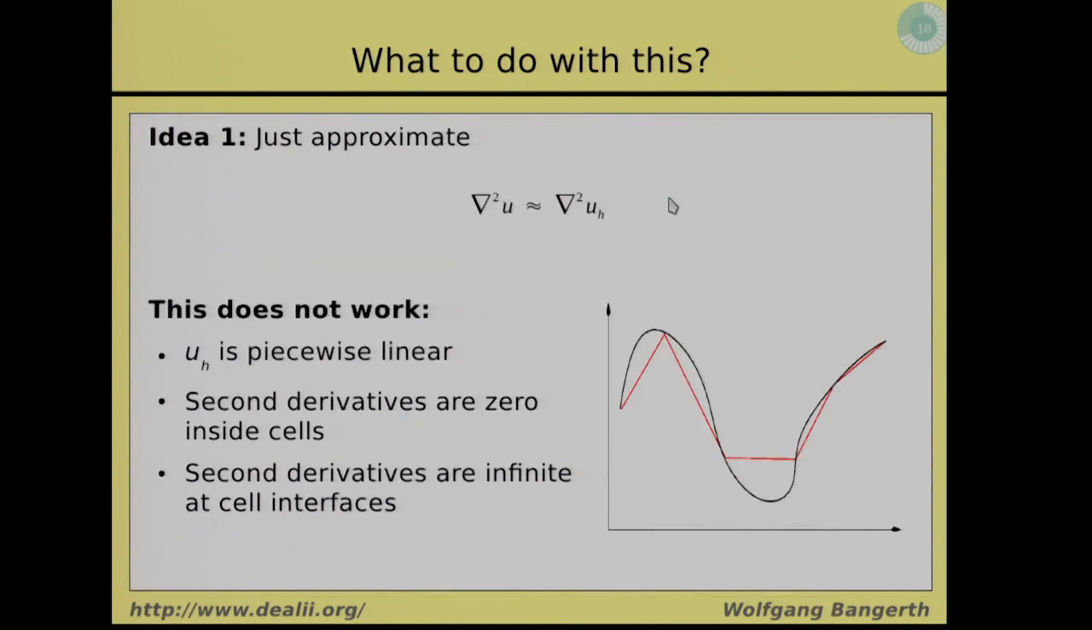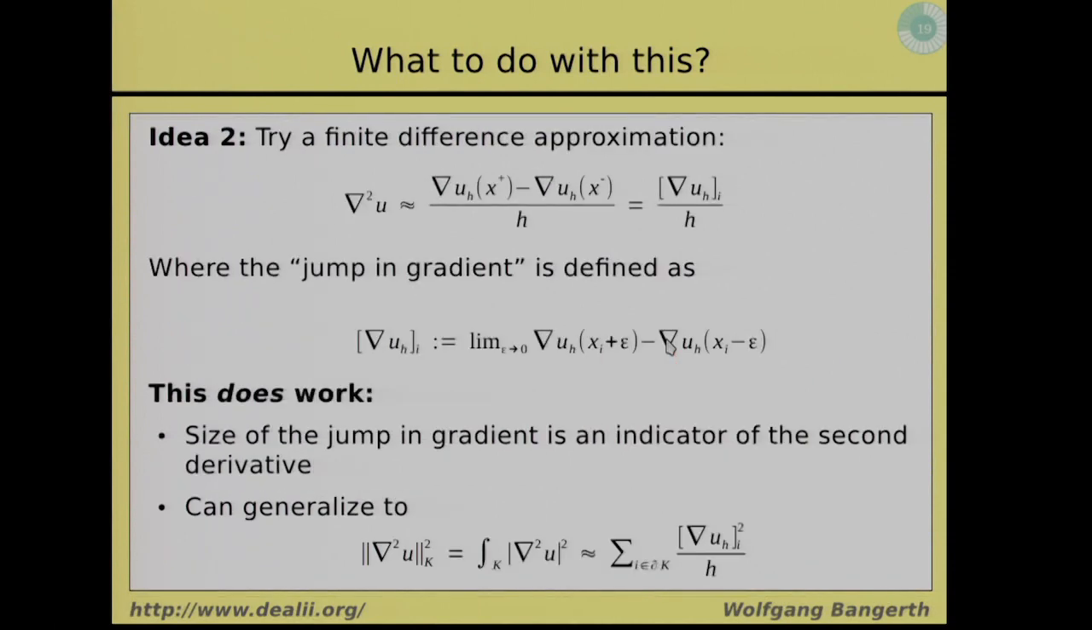So the jump is the difference between the gradient on the left and on the right. If you go back here, at this point here, it would be the difference between the gradient on this side here and the gradient on this side. That's what I call the jump of the gradient at this point. And that would allow me to approximate the second derivatives at least at the vertices, and then I might be able to extend this sort of definition to the entire cell. So it turns out that this actually works.